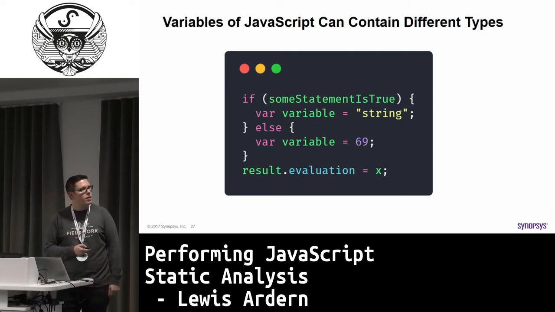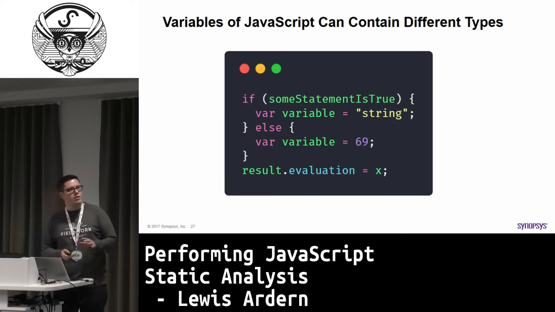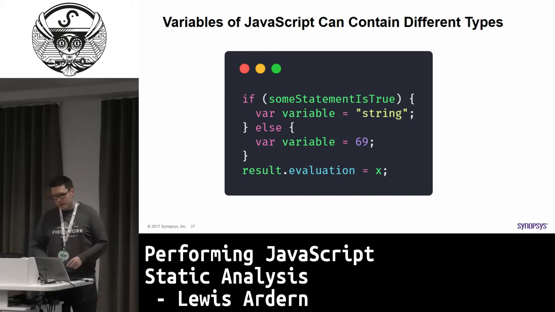So what this is doing is, one, we're checking that something is a Boolean set to true. And if that Boolean is true, then we're assigning this literal string to the variable. Else, we're assigning the variable to 69. And that's probably the only time I'll ever get a joke like that in, so I'll move on.